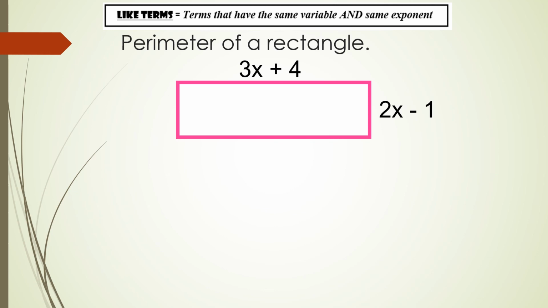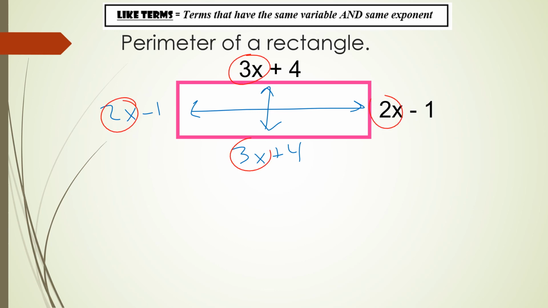Okay, so I'm guessing a lot of you did this. So knowing that this is a rectangle, opposite sides are the same. So that means now, if you know that, then you can take and add up all the x terms. We get 3x, 3x is 6, 7, 8, 9, 10. So 10x, and then all of the numbers, we get 4 plus 4 is 8, but then -1 and -1 is +6.